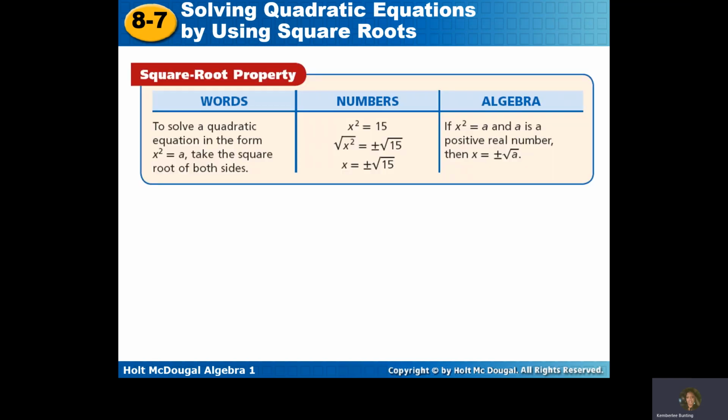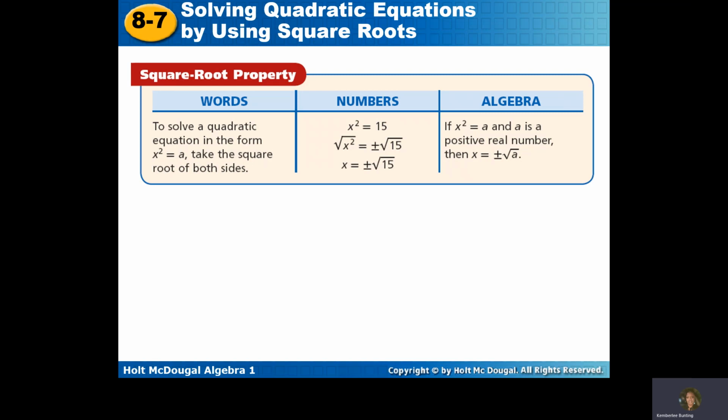So the square root property is what we'll be using today, young people. And the text states that to solve a quadratic equation in the form of x squared equals a, which is a general form, take the square root of both sides, because we got to solve for x. So look at the example in numbers. You have x squared is equal to 15. Well, how will I solve this? When you solve, you're solving for x. You're getting x by itself.